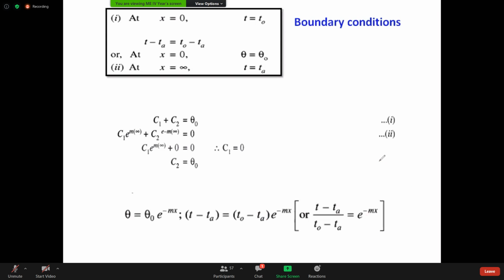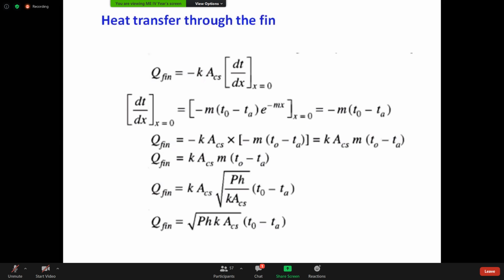Then we have to go for the heat transfer. Fin means heat transfer allowed, right? So Q fin is conduction. We know that conduction is K into area into dT by dx at x is equal to 0, at base, right? So you know the T equation from the previous slide, that is T minus T infinity divided by T naught minus T infinity is equal to e power mx.